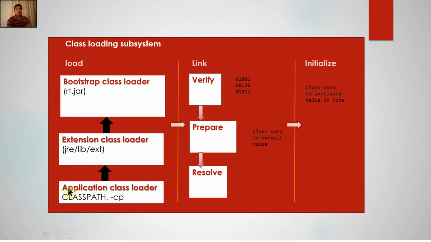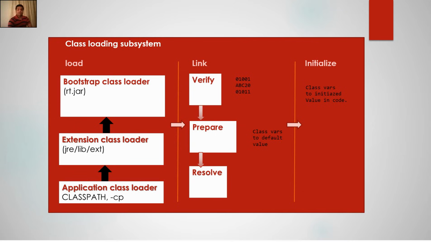So the last class loader is the application class loader. The application class loader loads classes from values specified in your class path environment variable. And if you specify a -cp parameter to the Java command, the application class loader loads classes from that -cp parameter as well. So those are the 3 different class loaders in the load phase.